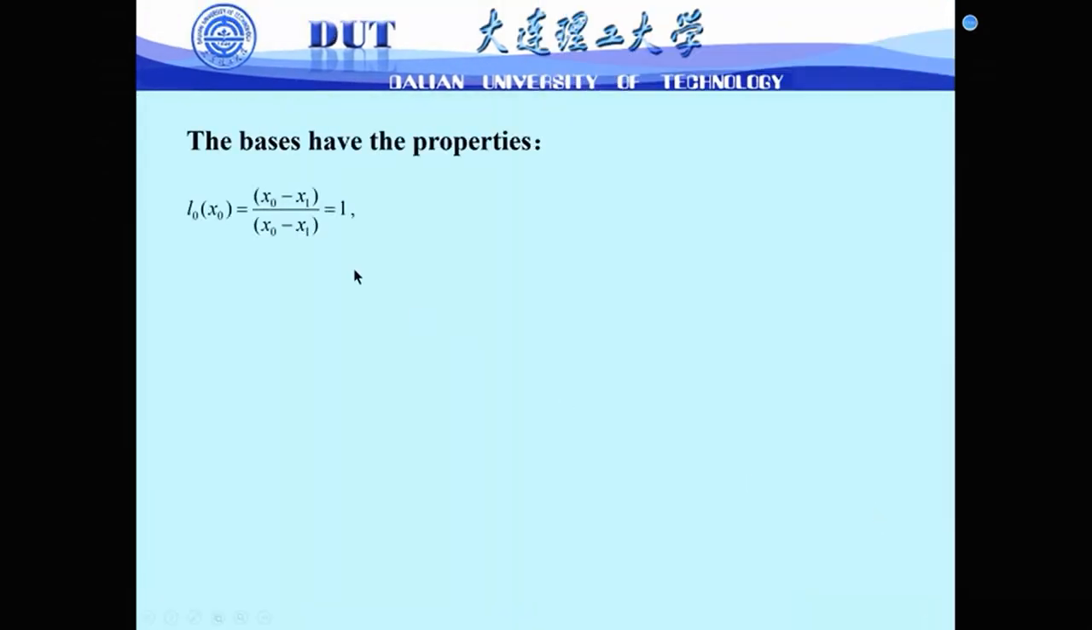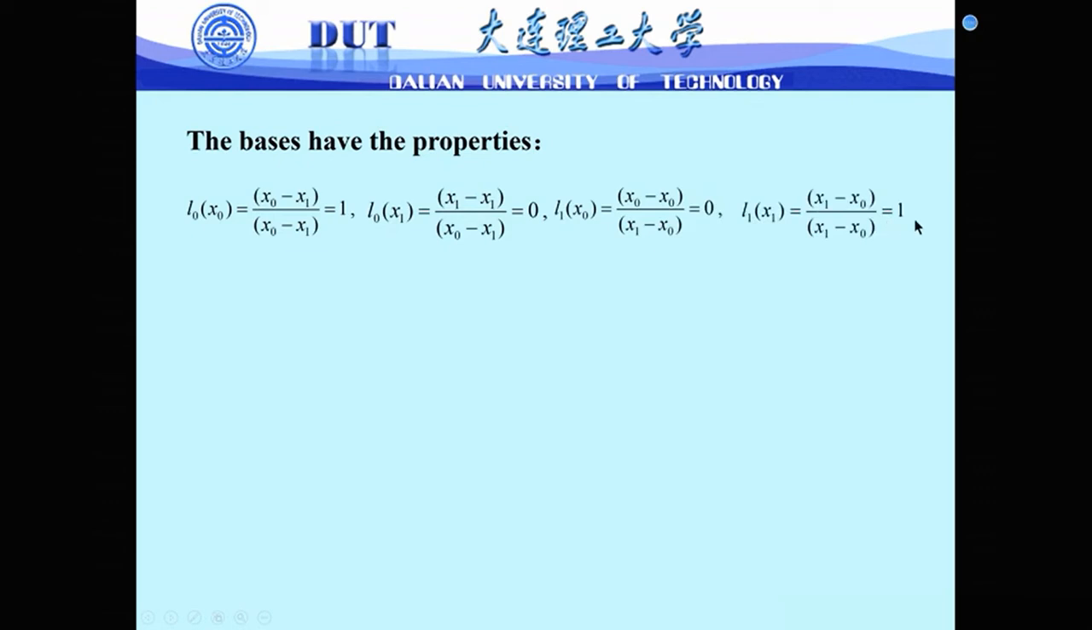Okay, in concluding, now you see here, L0, x0 equals 1. L0, x1 equals 0, right? And L1, x0 equals 0. L1, x1 equals 1. So that means Li at xj, when i equals j, is 1. Otherwise, the function value is 0. You see, different, 0. Same, 1.